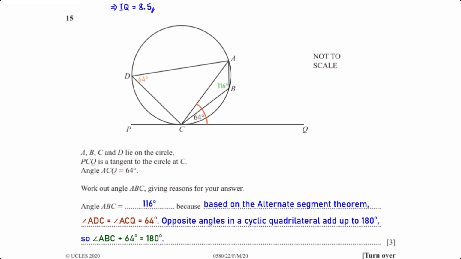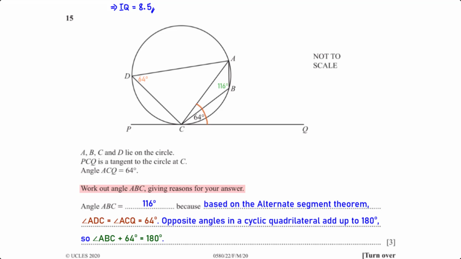A, B, C, and D lie on the circle. PCQ is a tangent to the circle at C. Angle ACQ is 64 degrees. Work out angle ABC, giving reasons for your answer.